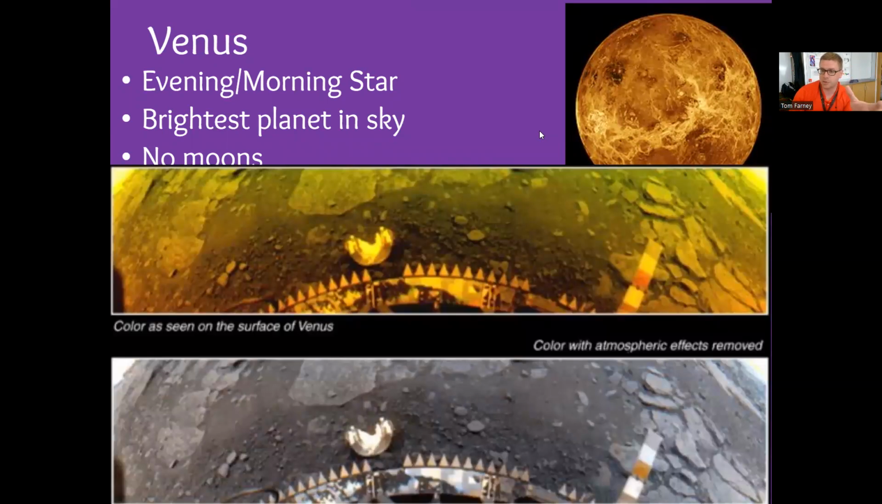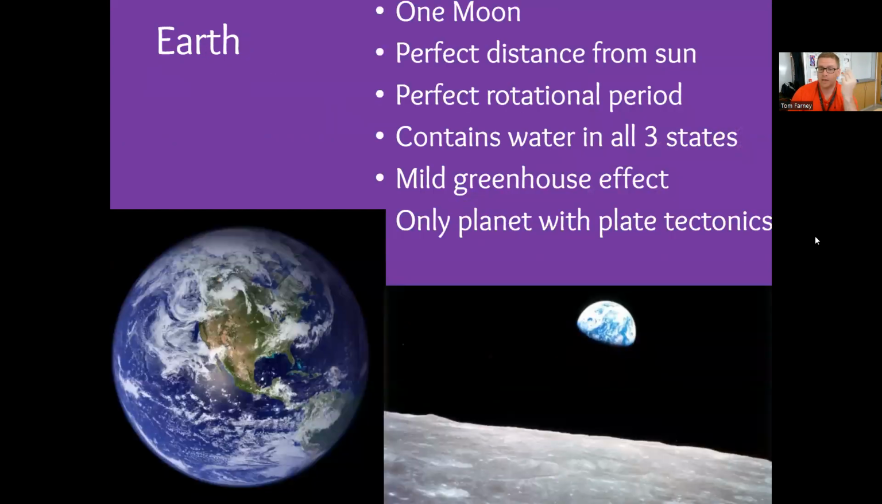Here are some surface pictures that were taken by those probes. The top one is the color on the surface of Venus, and the bottom one is the color with those atmospheric effects removed. So this is what the surface of Venus looks like. It is a rocky planet, despite the fact that it is really, really hot, and that atmosphere is full of all of those gases.